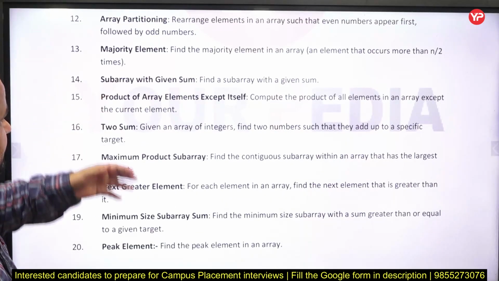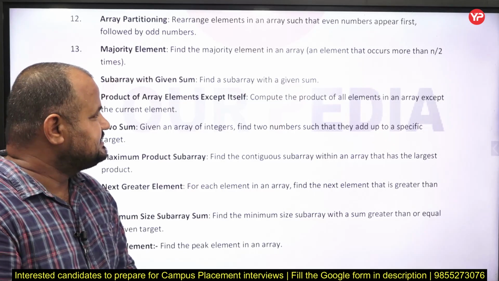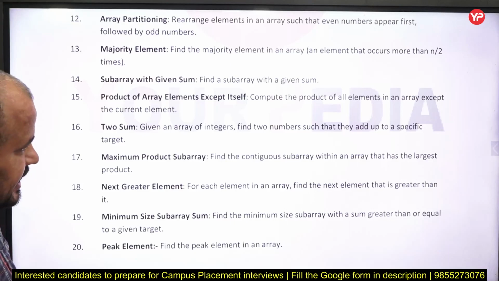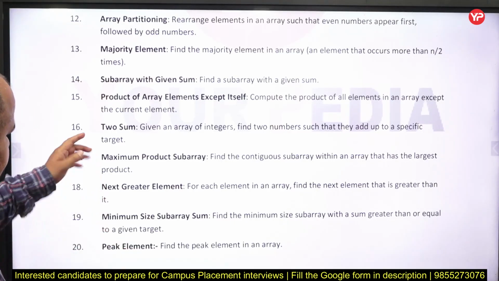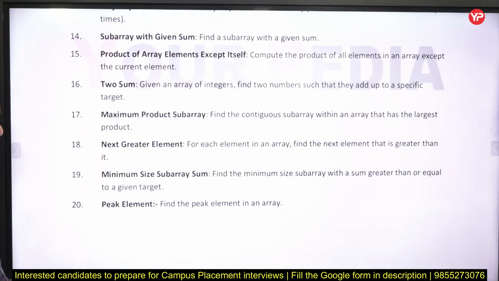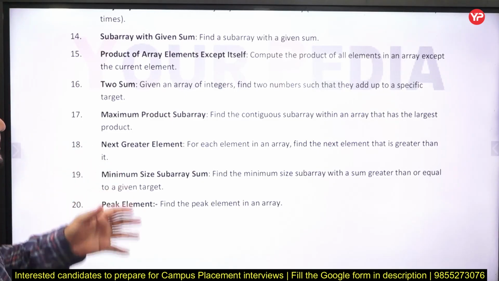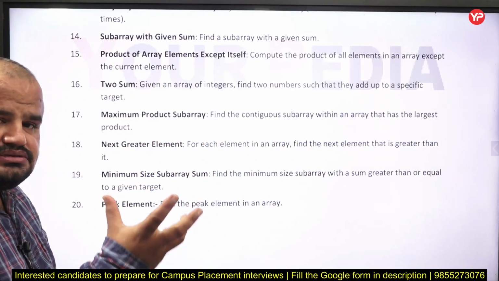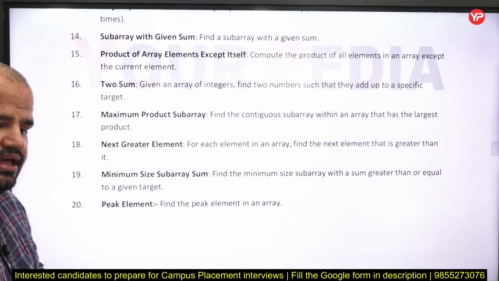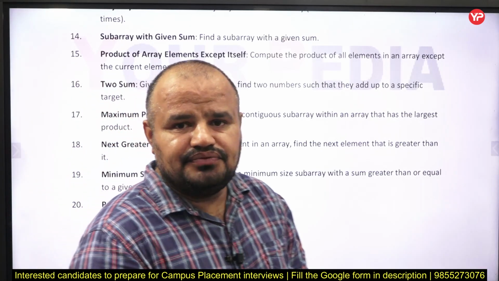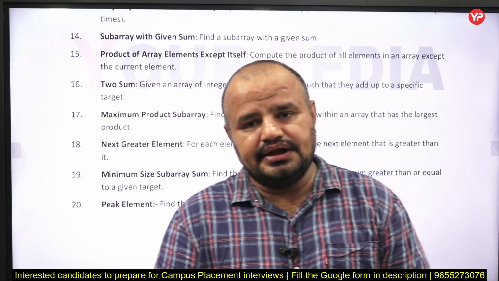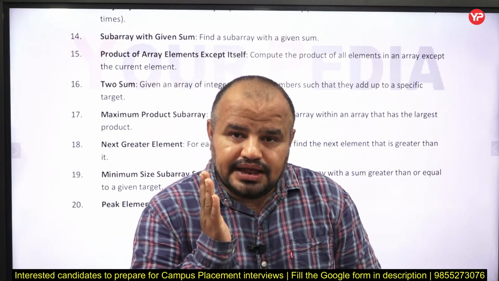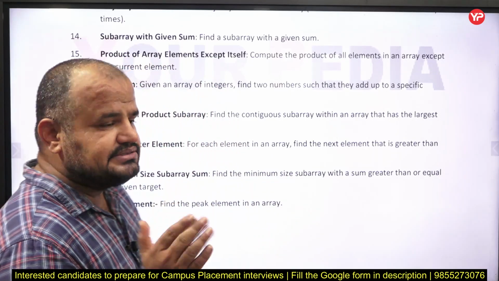Then we need to find the product of array elements except itself, fine. Next, we have to sum 2 different arrays and find some target value. Next, maximum product subarray, again an important one. Next, next greater element, that is, find the next element that is greater than some particular value. Maybe like we have an array of 10, 20, 30, 40, 50, 60, 70, 80, 90, 100. I'll give you a target value that is 70.